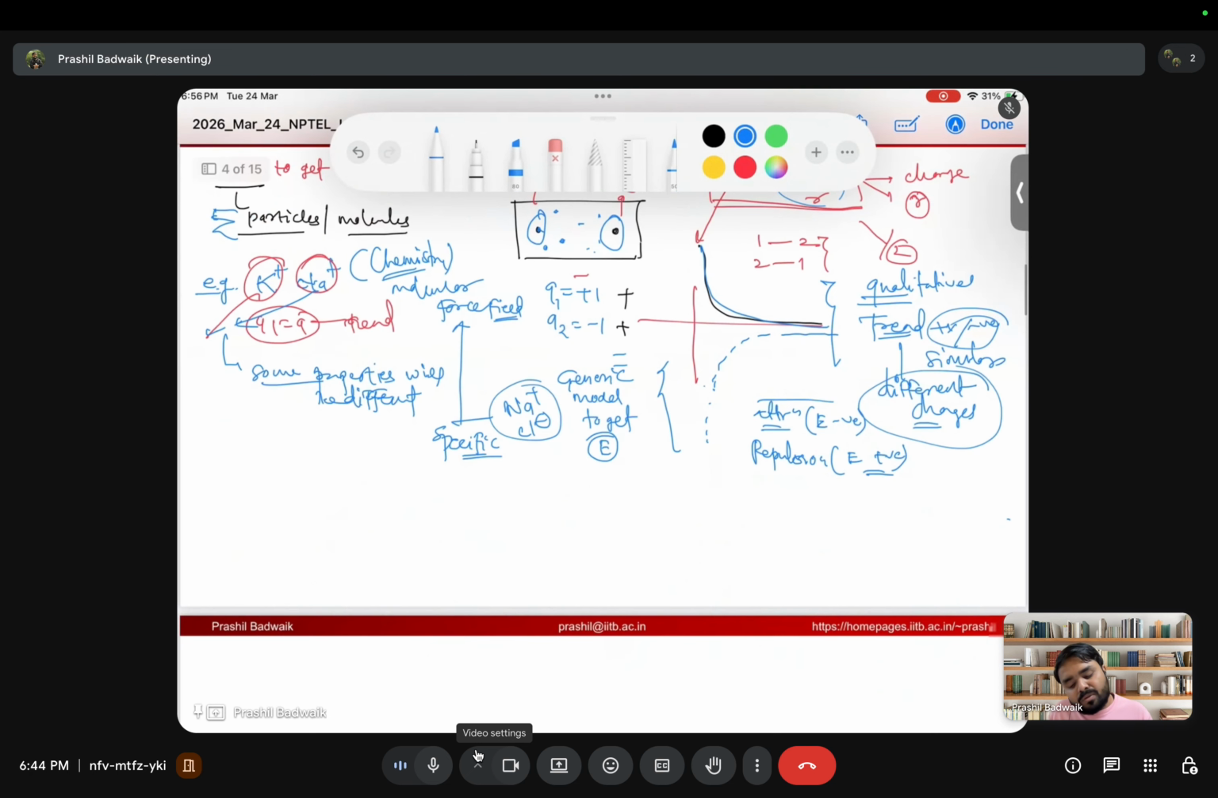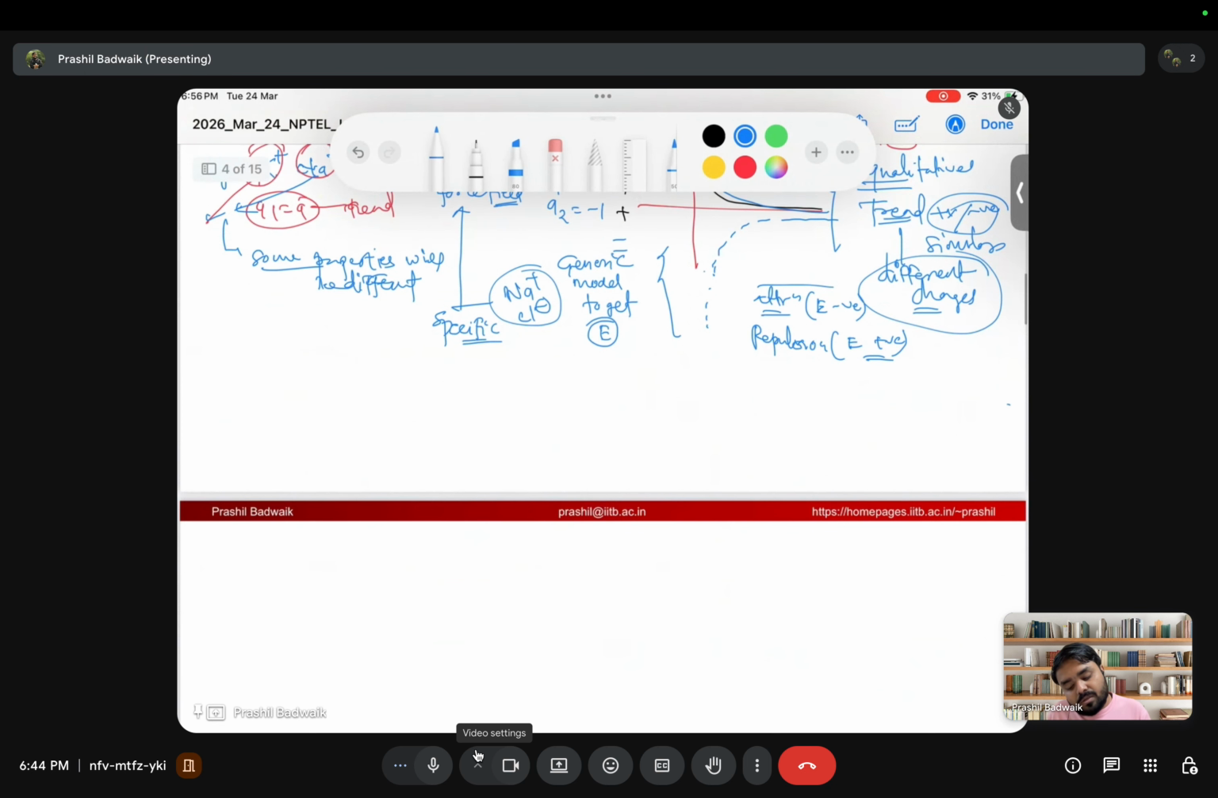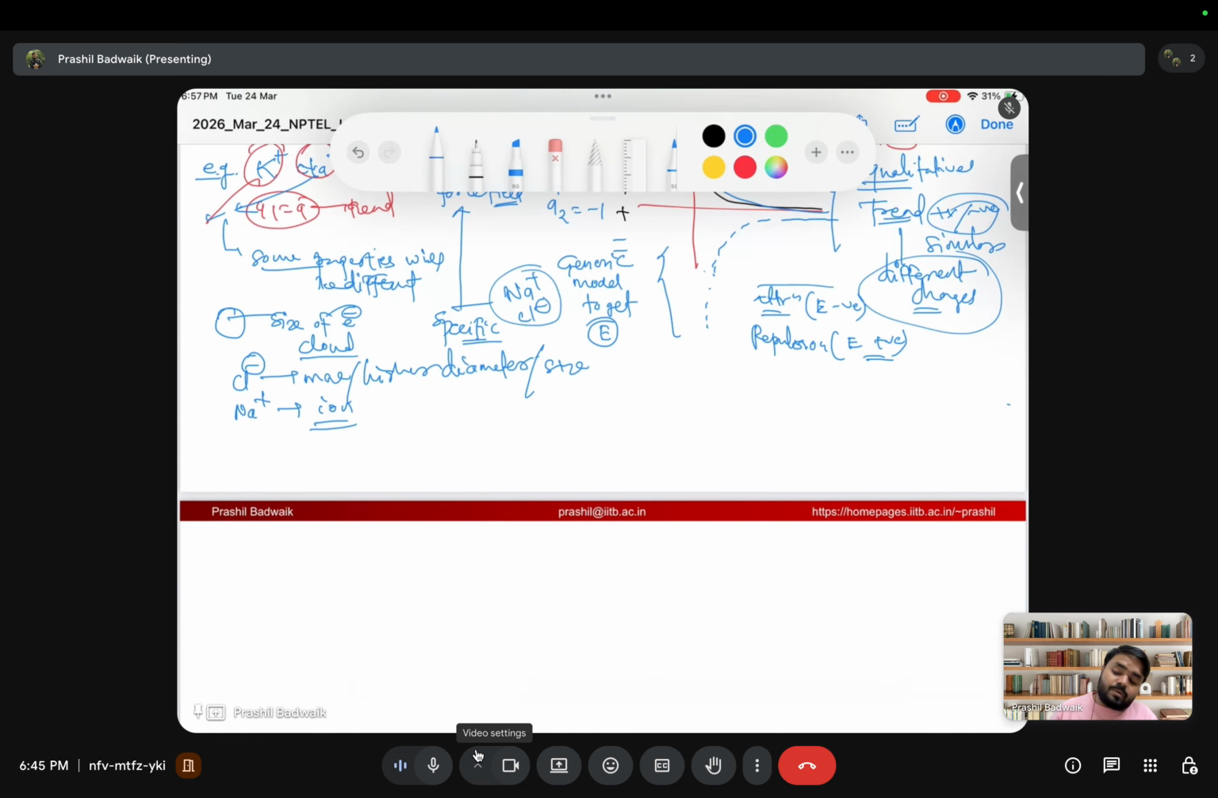And what do I mean by the diameter of the particle? Just like I said now, it refers to the size of the electron cloud. So obviously Cl minus will have a higher diameter or size than the Na plus ion. Correct? So here I am going into particular chemistry. So these are specific models called molecular force fields, right? Molecular force field.